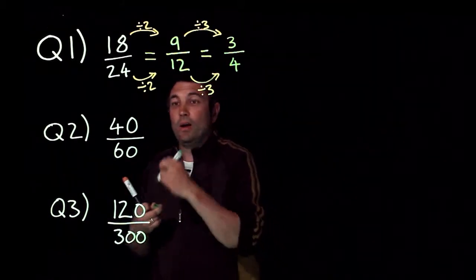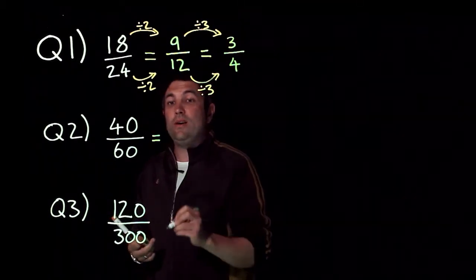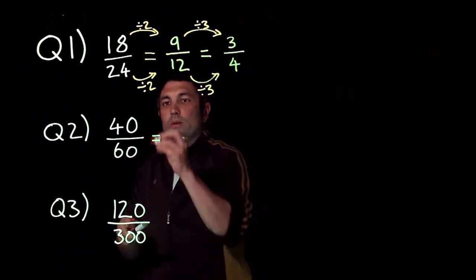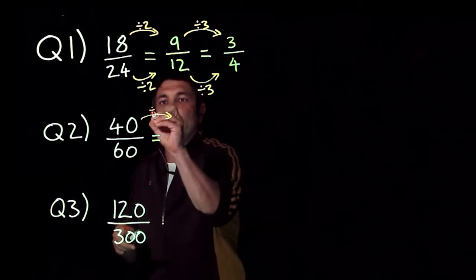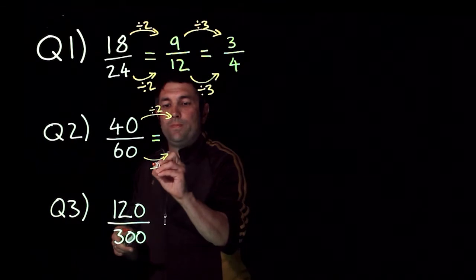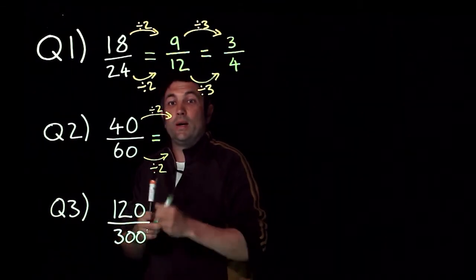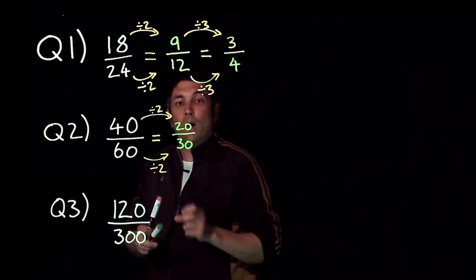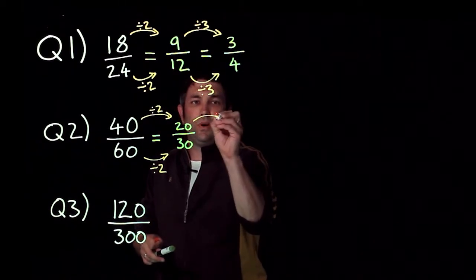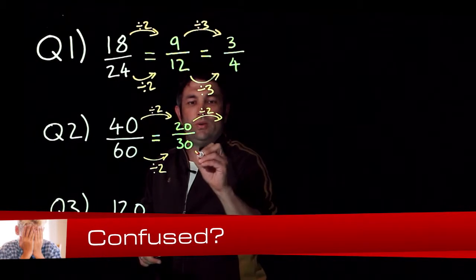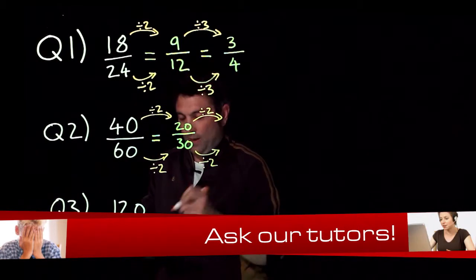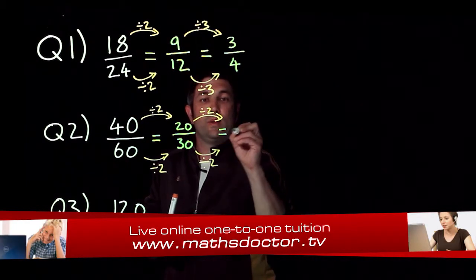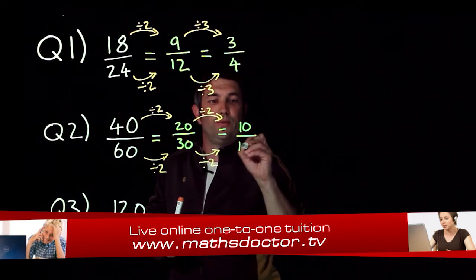Similar thing here. Again, they're both even, so I'm going to divide by 2. So I'm going to draw the arrows on again, divide by 2, divide by 2. And we get 20 over 30. Again, even, so I'm going to divide by 2 again, divide by 2, divide by 2. And we end up with 10 over 15.